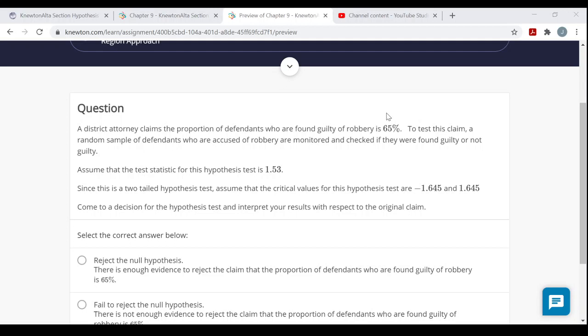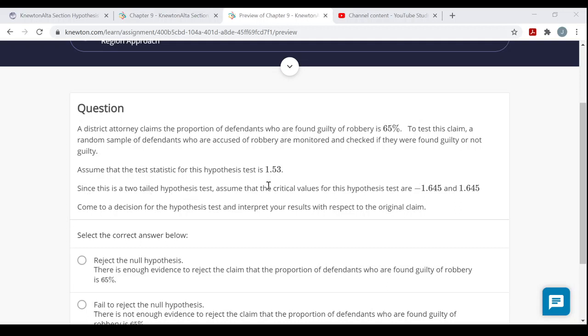Alright, so a district attorney claims the proportion of defendants who are found guilty of robbery is 65%. So that's p equals 0.65. To test this claim, a random sample of defendants who are accused of robbery are monitored and checked if they were found guilty or not guilty. So let's assume the test statistic, the z-score for that sample, came back as 1.53.